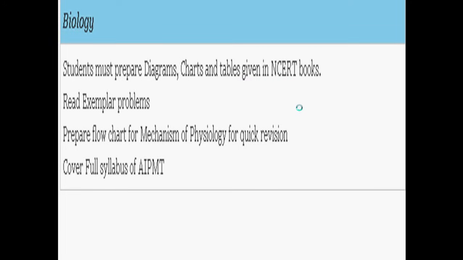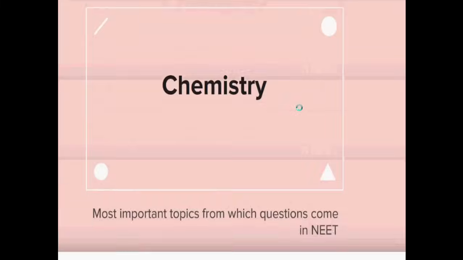A student must prepare the diagrams, charts and tables given in NCERT books, read example problems, prepare flow charts of the mechanisms of physiology for quick revision, and cover the full syllabus of AIPMT.